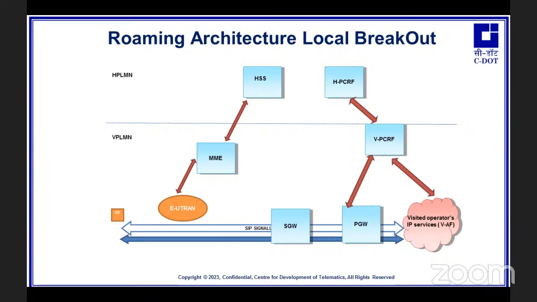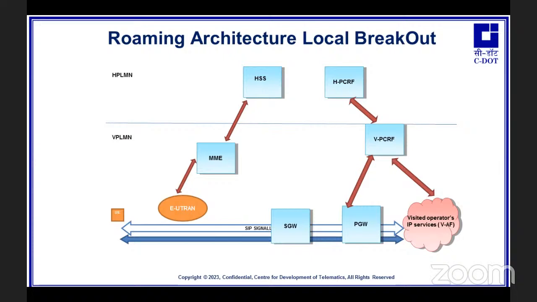So the HSS tells the MME, okay, you can give the service from the visited network. So the MME will tell the S gateway to send a create session request to this visited P gateway. The visited P gateway doesn't know what QoS to be assigned for this particular UE, right? So this visited P gateway will send a CCR, credit control request, to the visited PCRF. Now, in case of local breakout, this visited PCRF will talk to the home PCRF and fetch the QoS defined in the home PCRF for this UE.